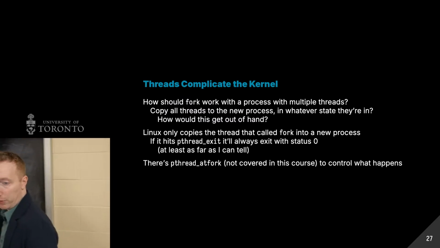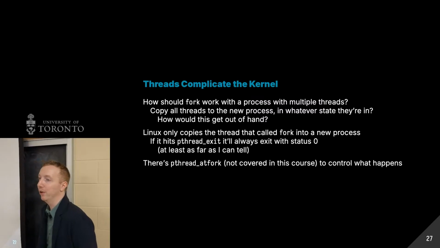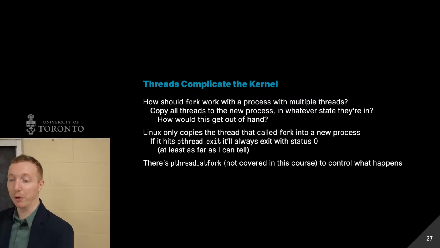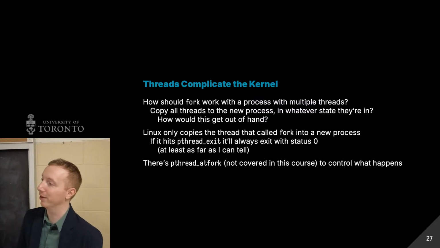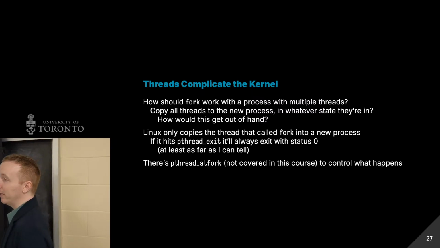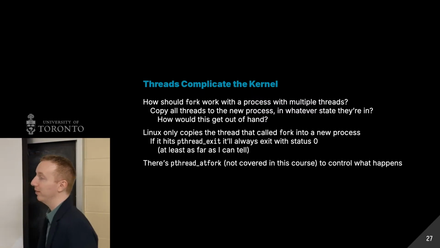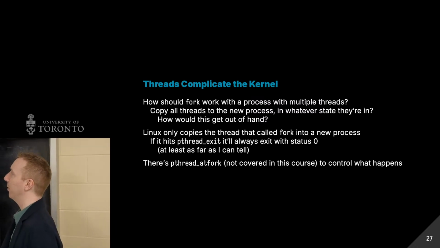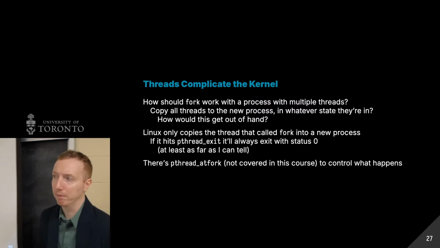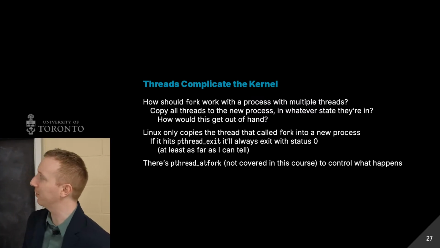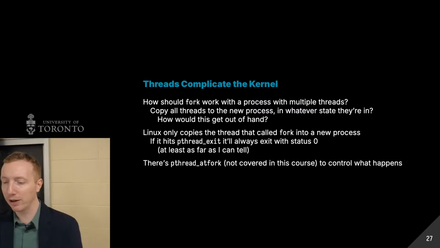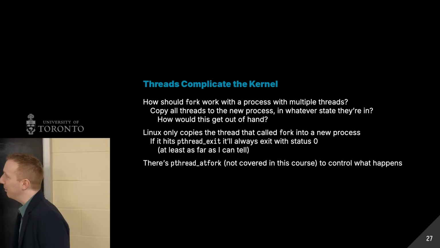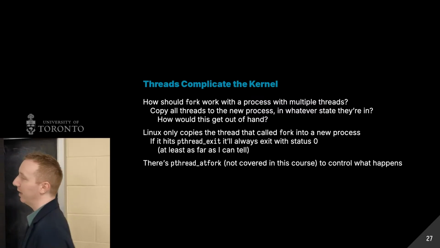So, threads also complicate the kernel. We have threads, we also have fork. So how should fork work with a process with multiple threads? Different ideas we could have: if I have 8 threads in my process and I fork it, well, if it's an exact clone, then that new process should also have 8 threads. They could all be in different states, so maybe we just clone them in whatever state they are. That would get out of hand very quickly. One, it would be hard to argue about what state they are.